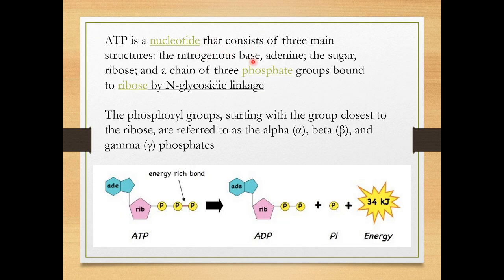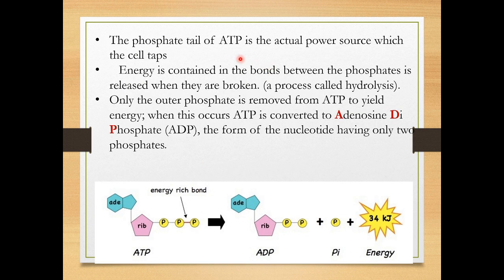As already told, the phosphoric group starting with the group closest to the ribose is referred to as alpha. So this is alpha, this is beta, and this is gamma. The phosphate tail of ATP is the actual power source of energy which the cell taps.